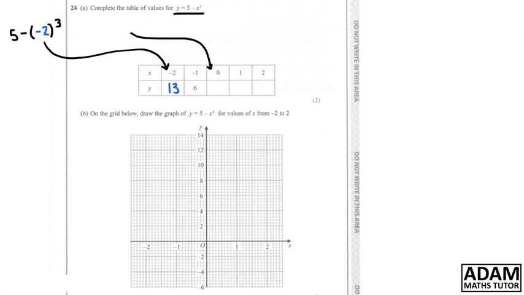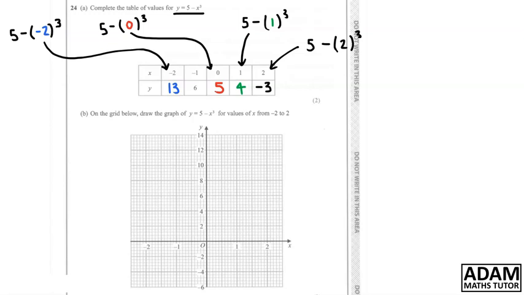The next one would be 5 take away 0 cubed, which would be 5. This one would be 5 take away 1 cubed, which is 4. And the last one would be 5 take away 2 cubed, which is negative 3. Plot these points. So I have negative 2 and 13 would be up here. Negative 1 and 6 is here. 0 and 5 is here. 1 and 4 will be here. And 2 and negative 3 would be here. And connect these points with a smooth curve.